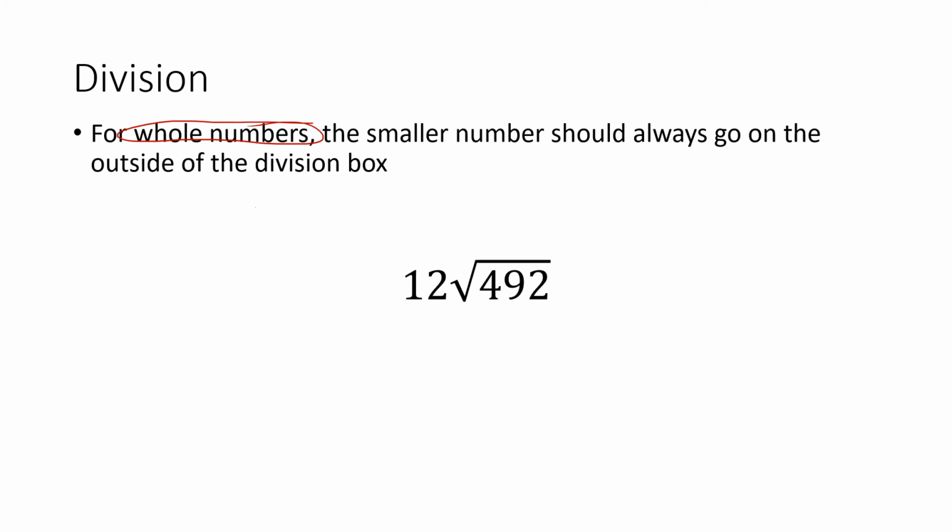So that's our first step. So now we will divide 12 into 49. So 12 times what gets us as close as possible to 49? Well, 12 times 4 is 48, and that's as close as we can get to 49 without going over. We will write the 4 above the 9. Again, keeping your numbers organized is very, very important. 4 times 12 is 48. Write the 48 below the 49 and subtract. 9 minus 8 is 1.